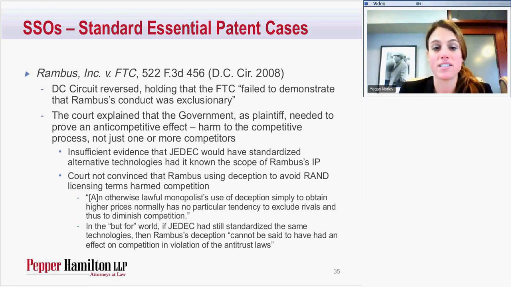In fact, it went on to say that a lot of times monopolies lead to higher prices, but at the same time, they can lead to higher prices and also less innovation. But this was a lawful monopolist who had this technology patented. It also made the point that in the but-for world, if JEDEC had still standardized the same technology, then Rambus's deception cannot be said to have an effect on competition in violation of the antitrust laws. Again, they were saying it might have harmed one or more competitors, but that doesn't mean it harmed competition overall. And that is what is required to show to violate the antitrust laws.